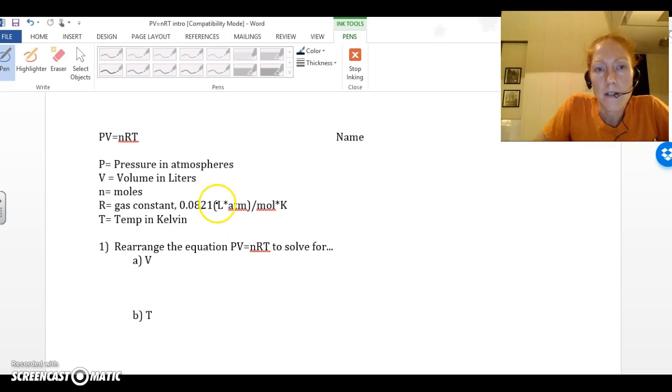So our gas constant is always 0.0821 and has a really long unit, liters times atmospheres per mole Kelvin. If you ever forget what units you're supposed to use for P, V, n, or T, you can see them right here in the gas constant.